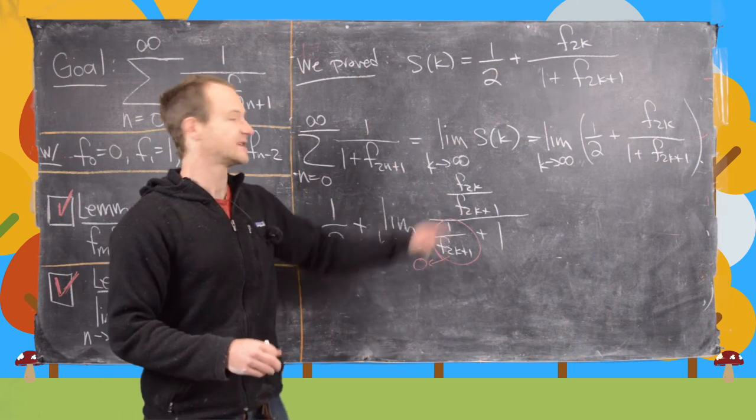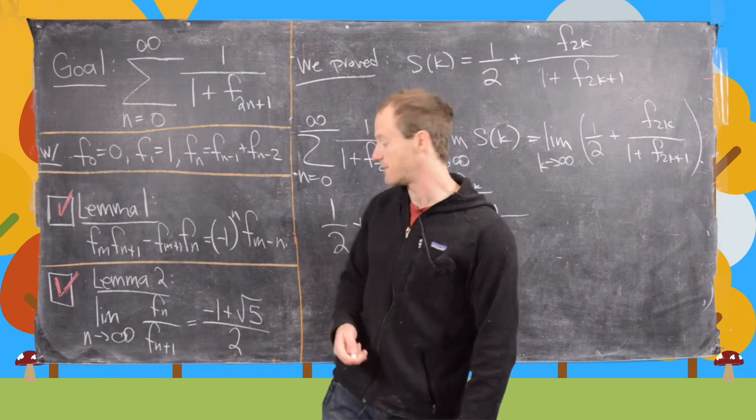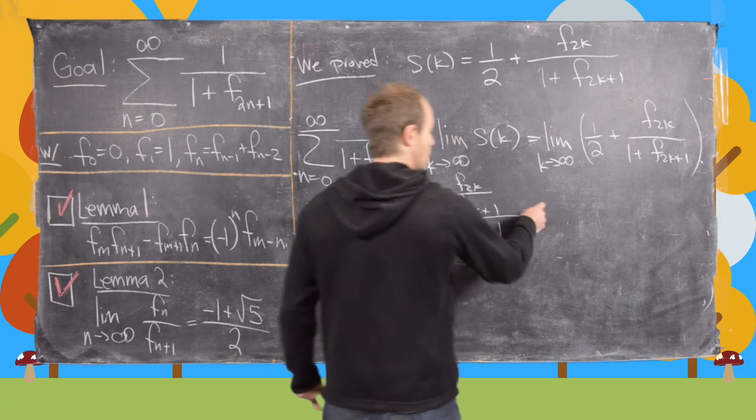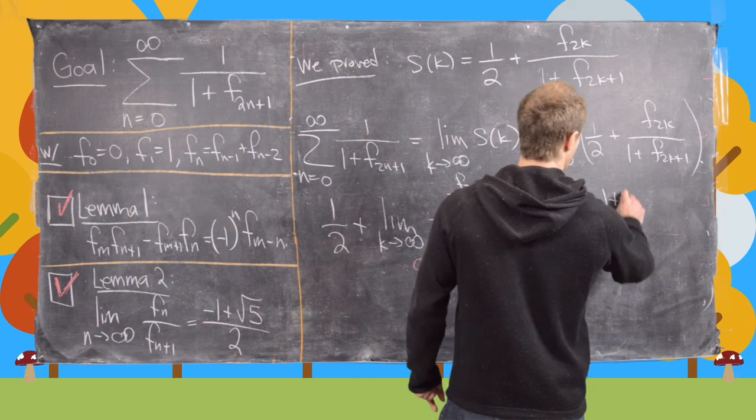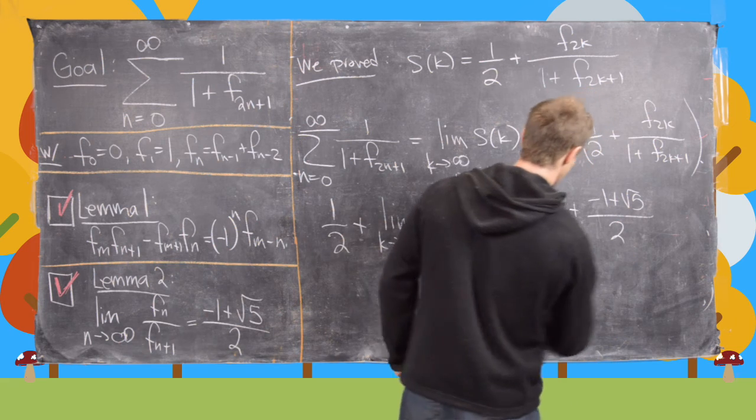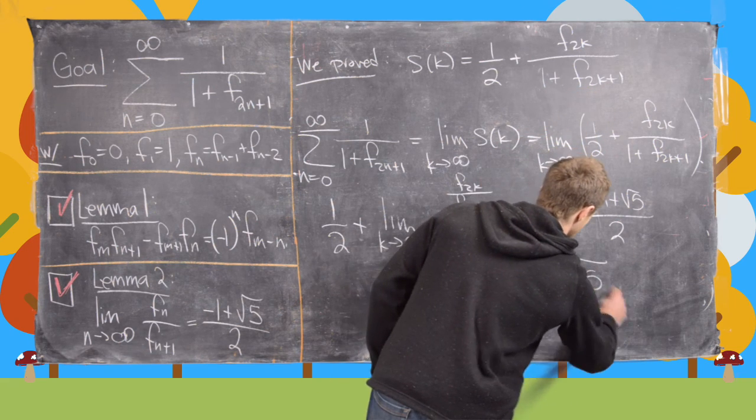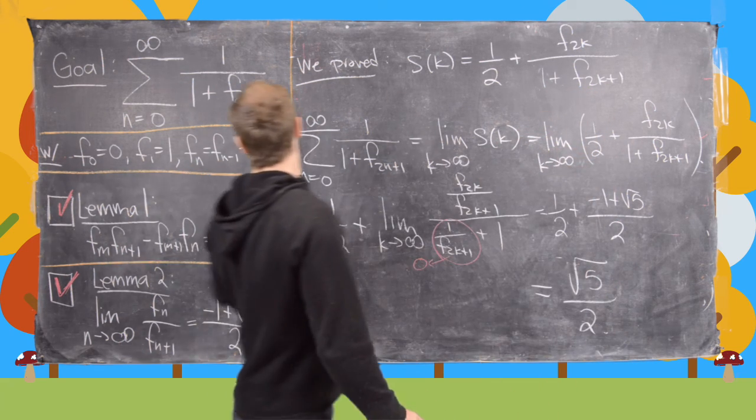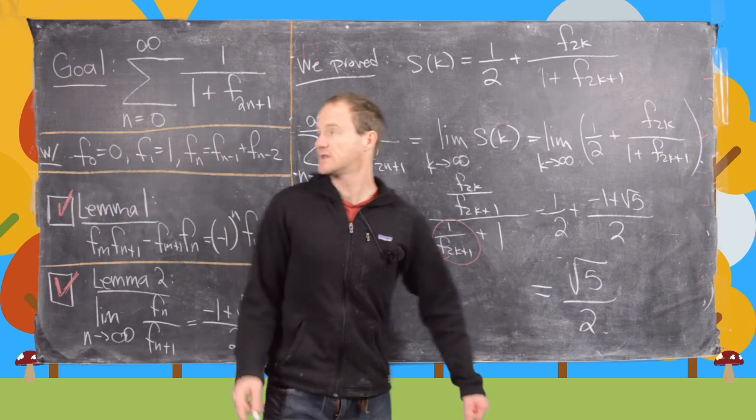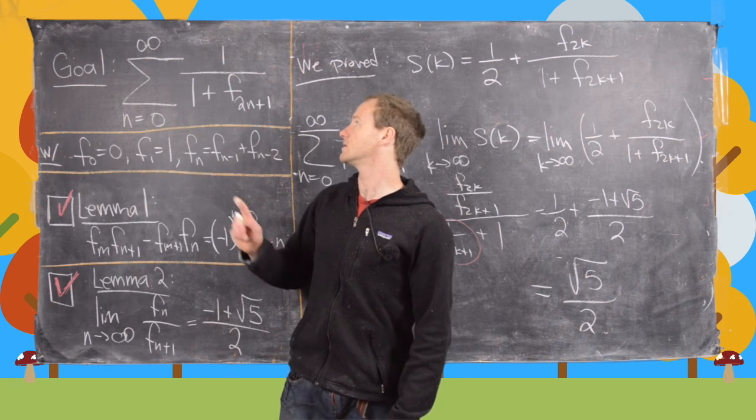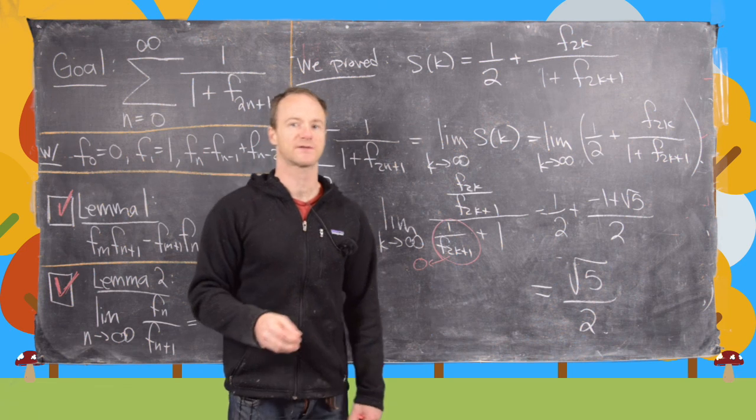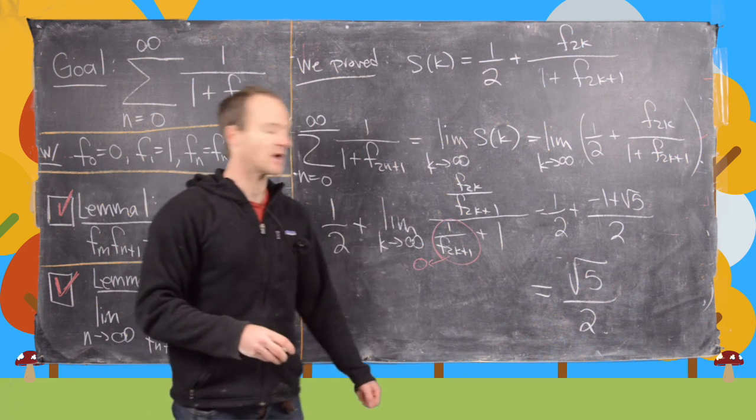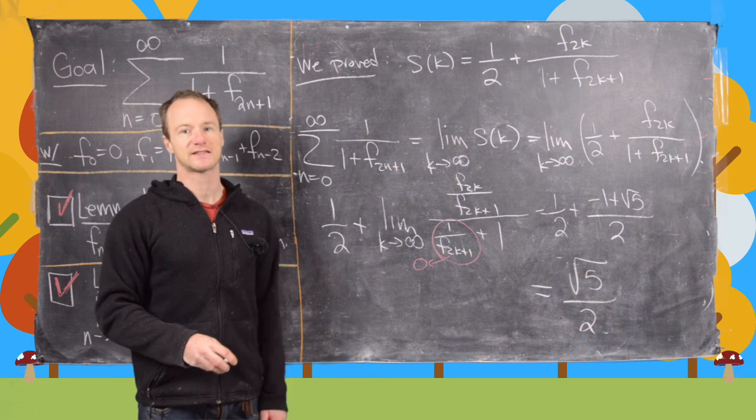And then, now notice, this is our limit from lemma 2, so we get 1/2 plus (-1 plus root 5) over 2, but now notice that's going to give us root 5 over 2. So this series, the sum from n equals 0 to infinity of 1 over 1 plus the 2n plus first Fibonacci number, is root 5 over 2. And that's the end of this video.